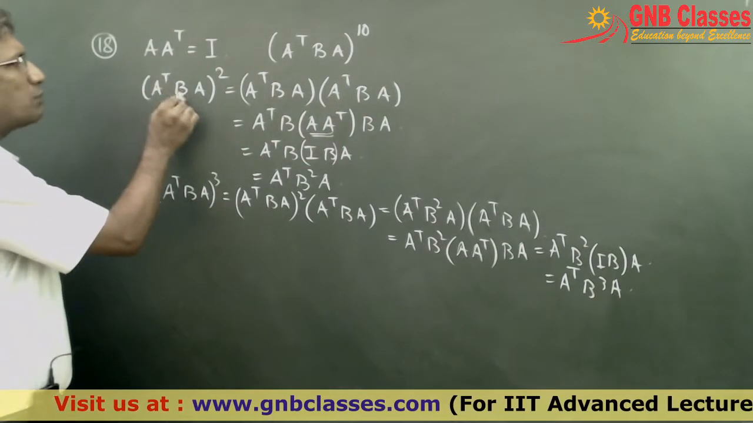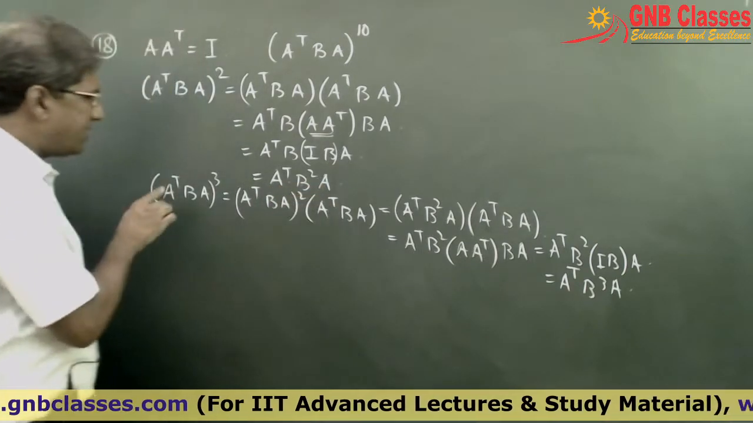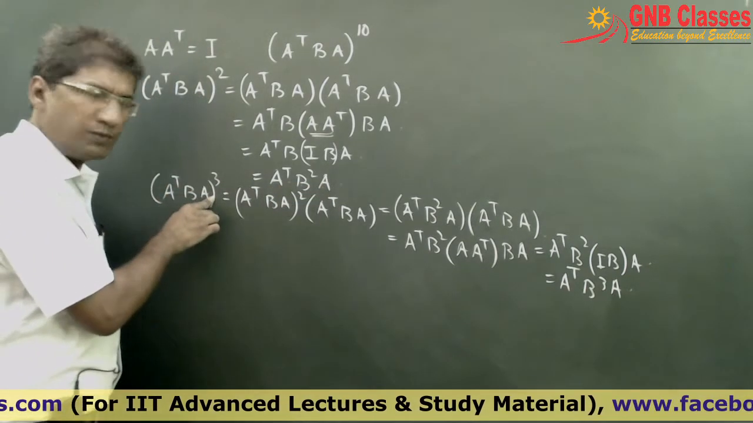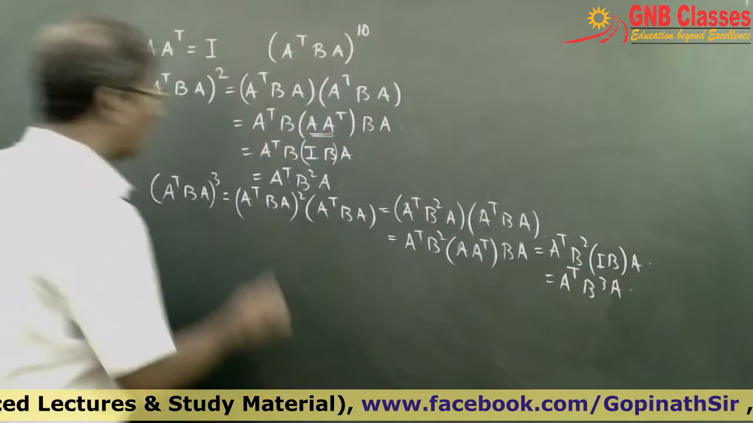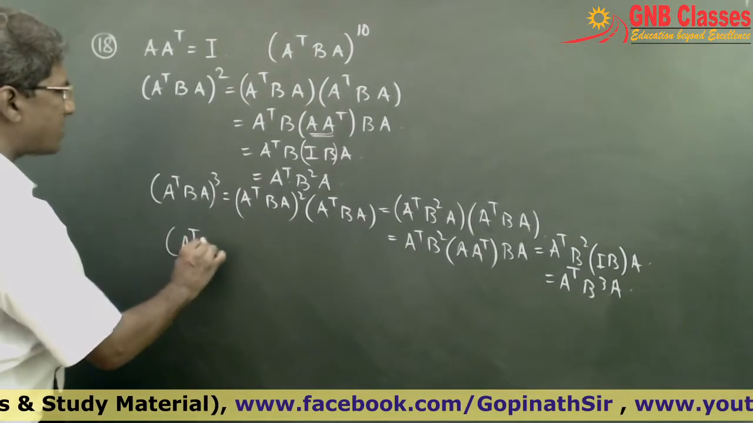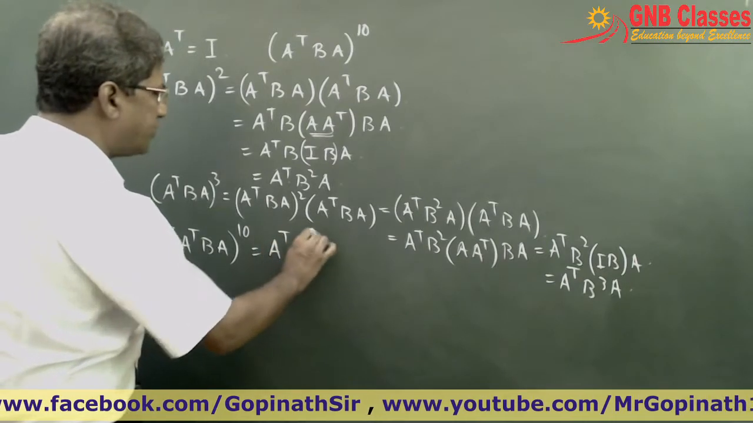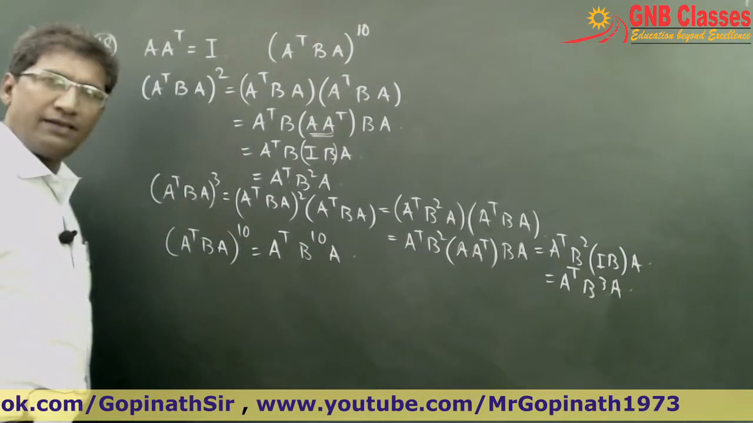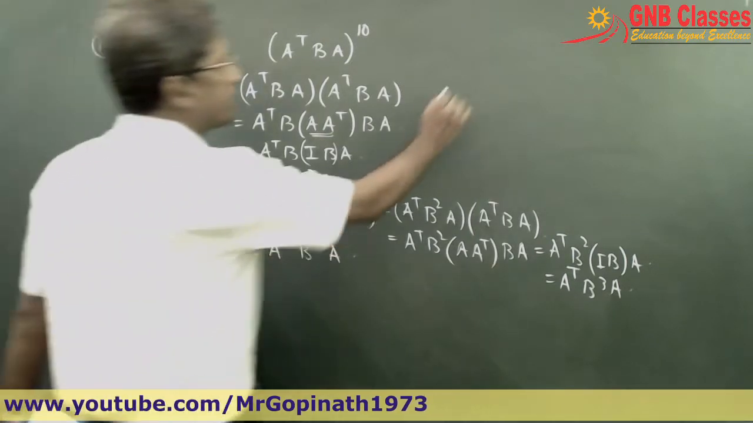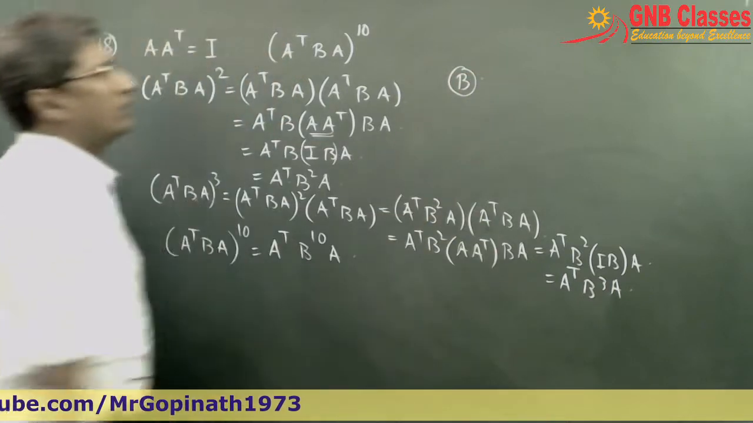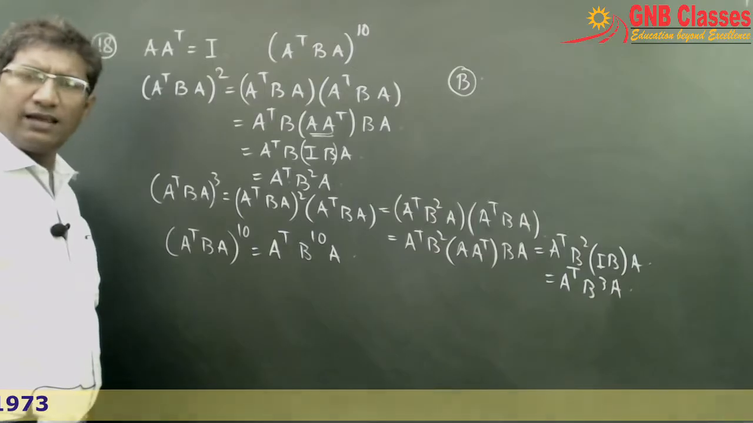Now observe carefully. When it was (A transpose B A) whole square, we are getting A transpose B square A. When (A transpose B A) whole cube, in that case we are getting A transpose B cube A. Therefore, we can say that (A transpose B A) whole to the power 10 will give you A transpose B to the power 10 A. Is it clear? Therefore, our option B is correct for question number 18. Have you understood this problem clearly, everybody?